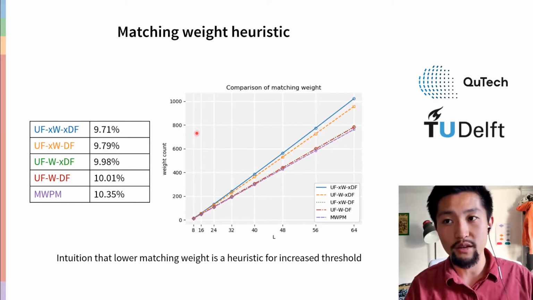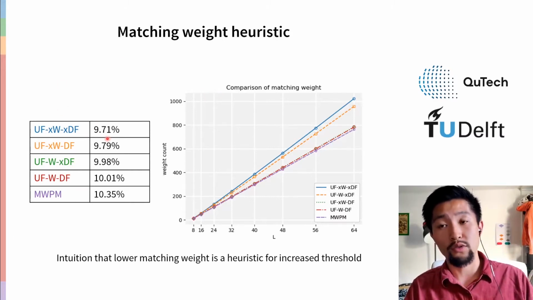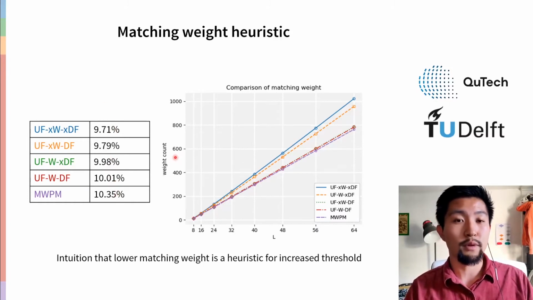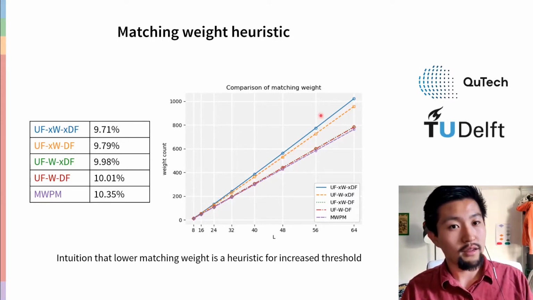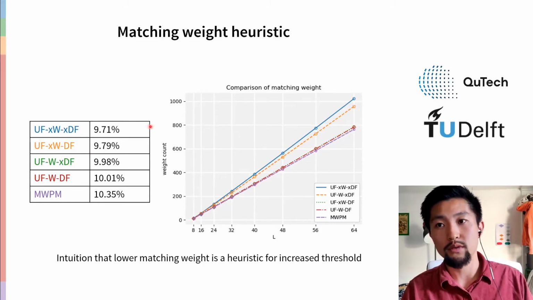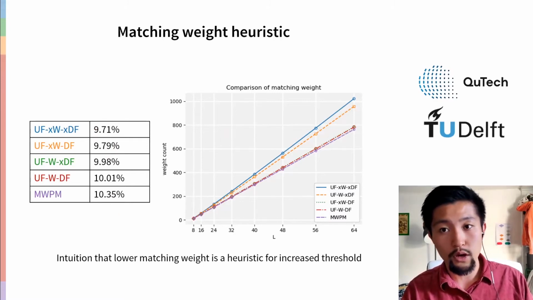On the left, we have the threshold values for these different implementations of the unifying decoder, together with the minimum weight perfect matching decoder, and we rank them by their threshold. If we plot the matching weight, the total length of edges in the matching, we can see that the order is exactly the same. So if you have a low threshold, it means that you have a high matching weight. If you have a higher threshold, it means that you have a lower matching weight.